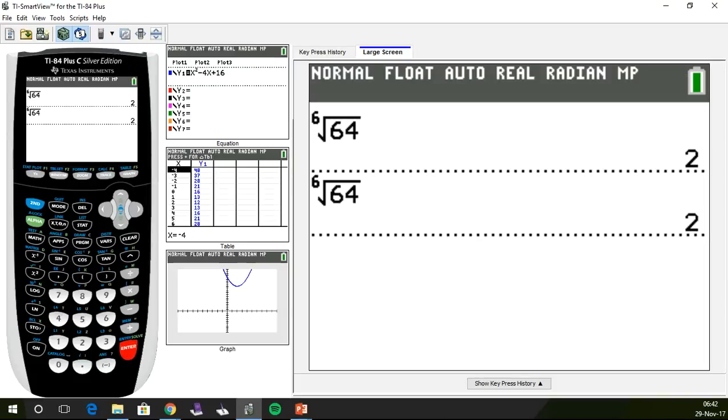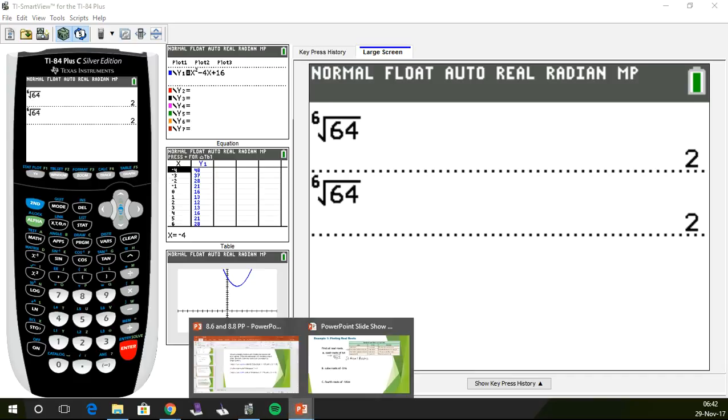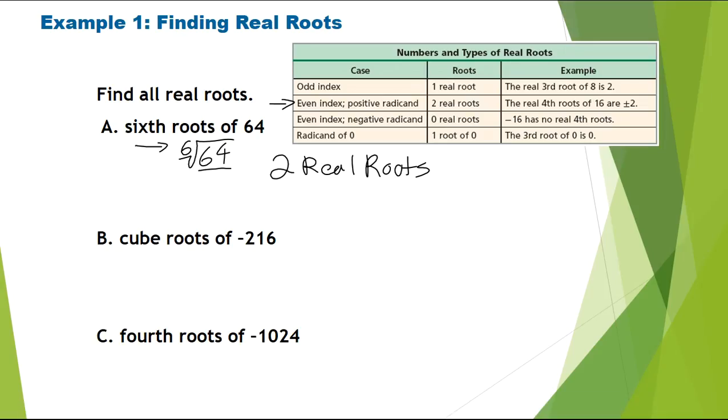Now, of course, it says 2, the calculator's not going to tell us both numbers, but technically we already mentioned that there are 2 real roots here. It would be a 2 and negative 2. So you can try it if you wanted to, but 2 to the 6th power should equal 64, and negative 2 to the 6th power should also equal 64. So let's see that.